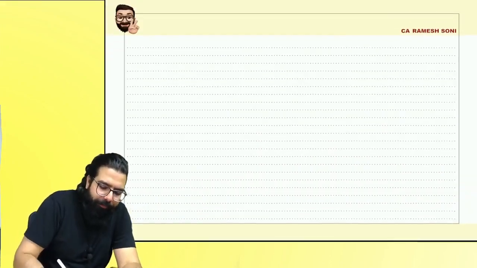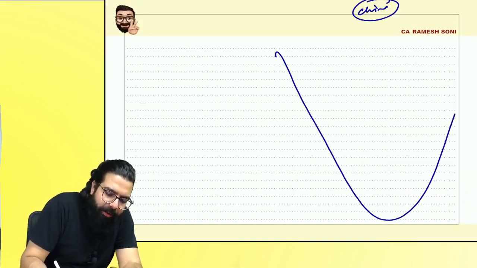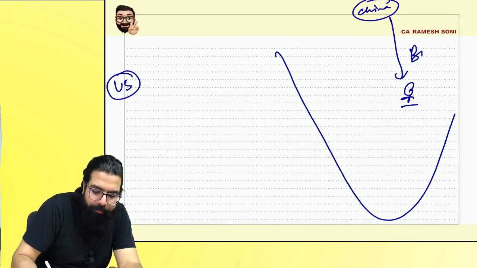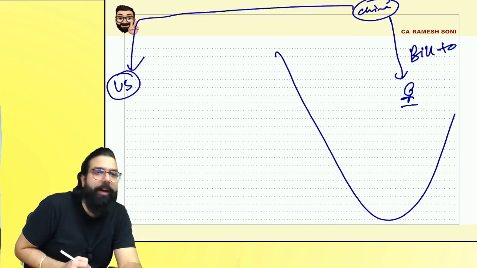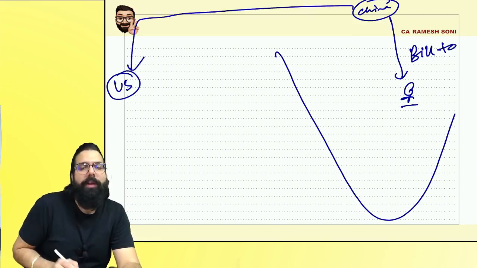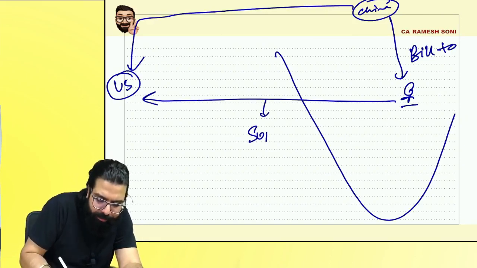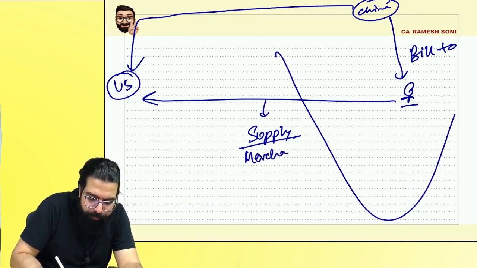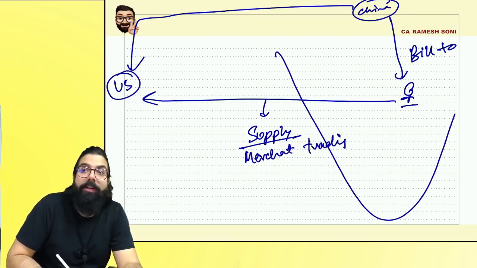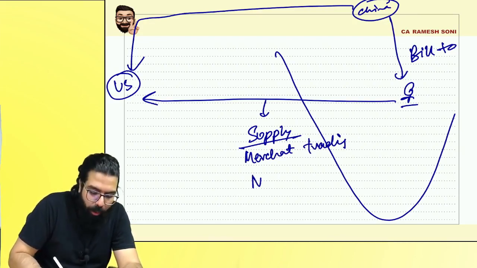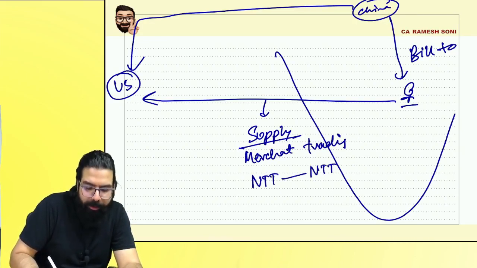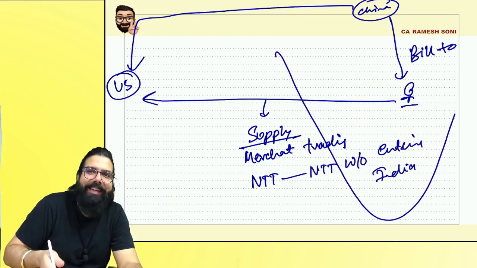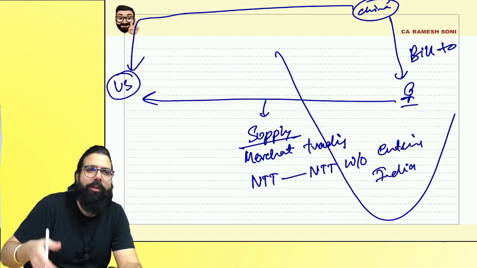Sir, can you tell me, everyone, goods went from China to USA. I went ahead and told him, bill it to me, but ship directly from here to here. The goods did not enter India. When I am supplying, what is the supply known as? It is merchant trading. Or it is also known as one non-taxable territory to another non-taxable territory without the goods entering. In GST it is neither supply of goods nor supply of service.